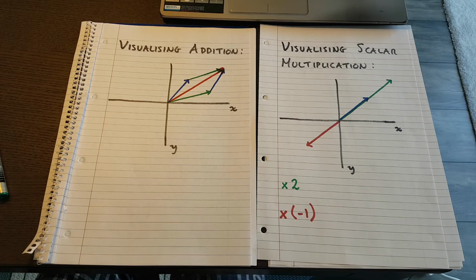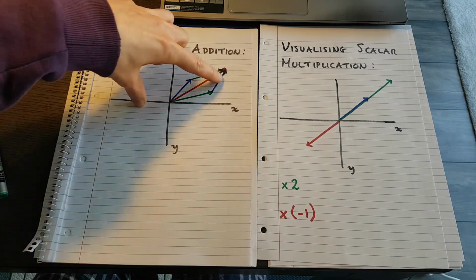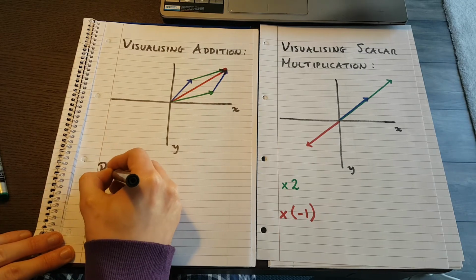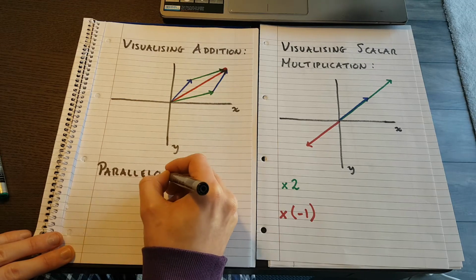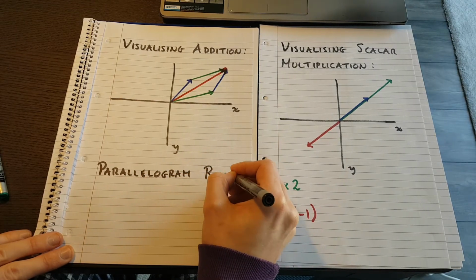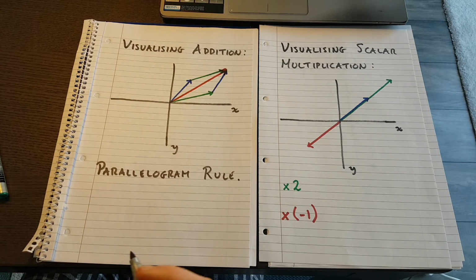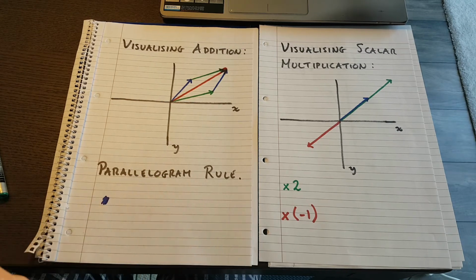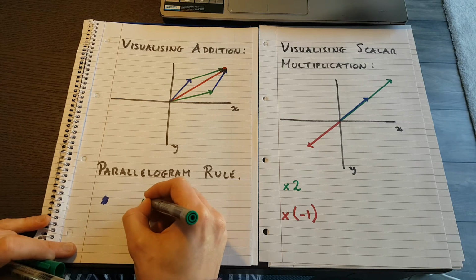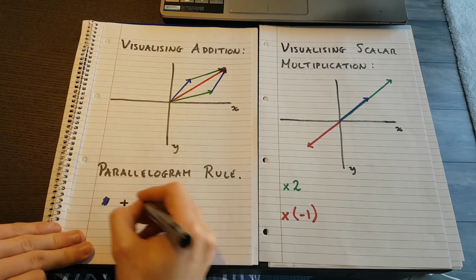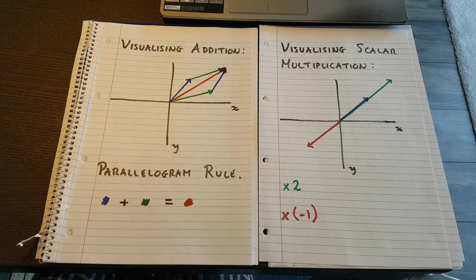And this is called the parallelogram rule because this line is always parallel to this one, and this one is always parallel to this one, and together this shape is called a parallelogram, which you might remember from geometry in school. So this is the parallelogram rule. Blue and green added together gives me red. Blue plus green is red. So that's how I add vectors together.